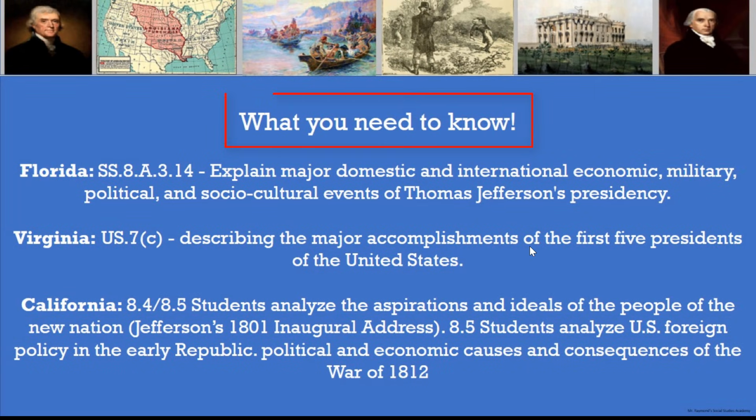So, what do you need to know? Well, for most U.S. histories, you will need to understand the ideals and policies of Thomas Jefferson and our early presidents, and how their policies impacted the country and the standing of the United States in foreign affairs.